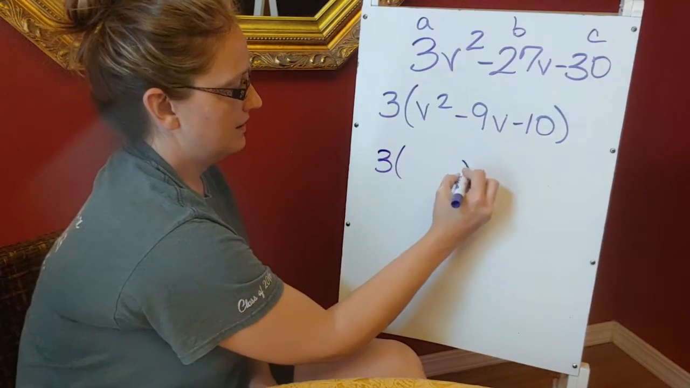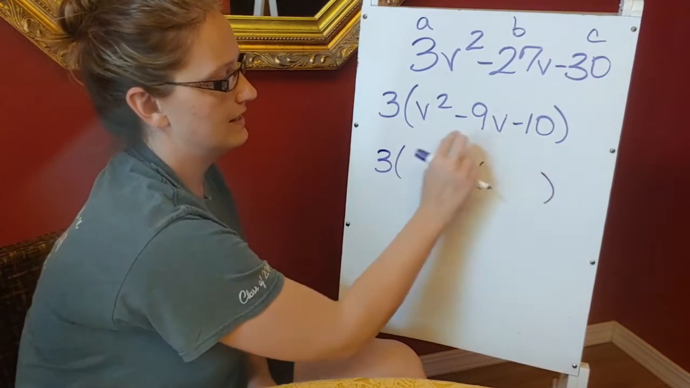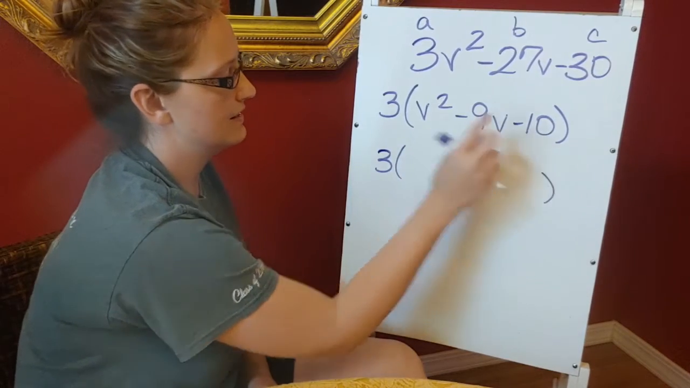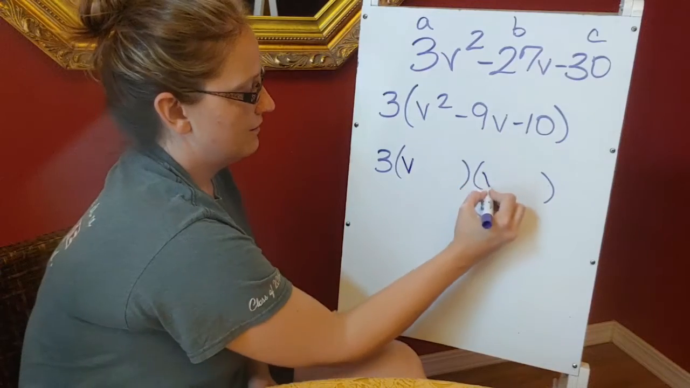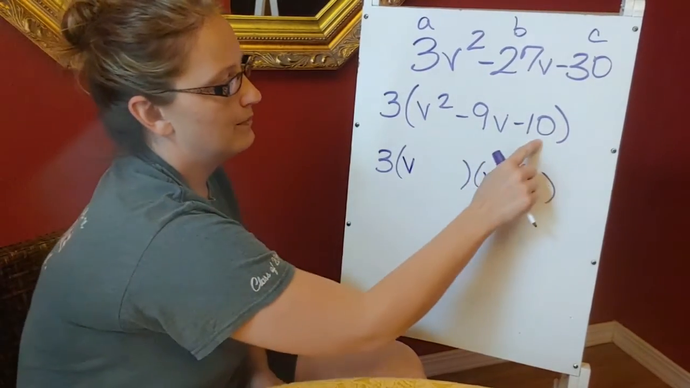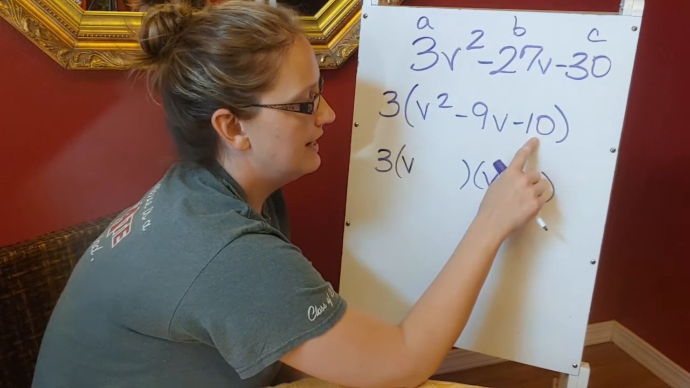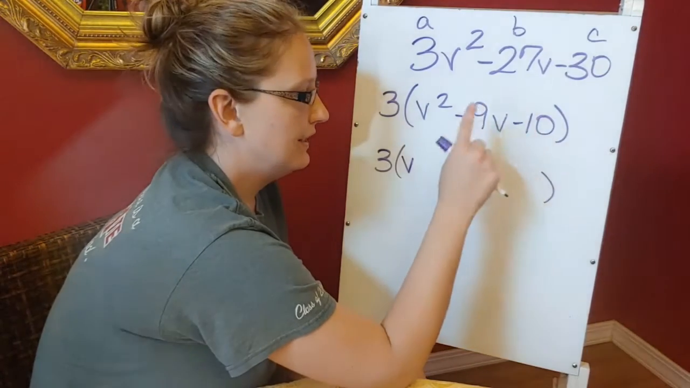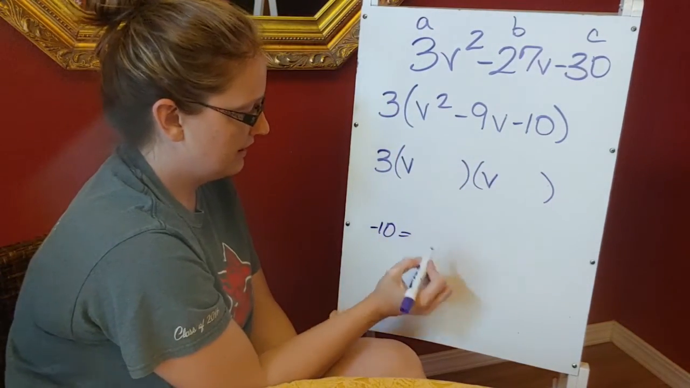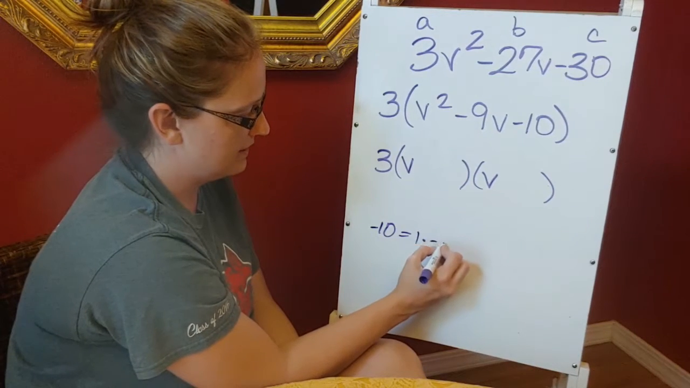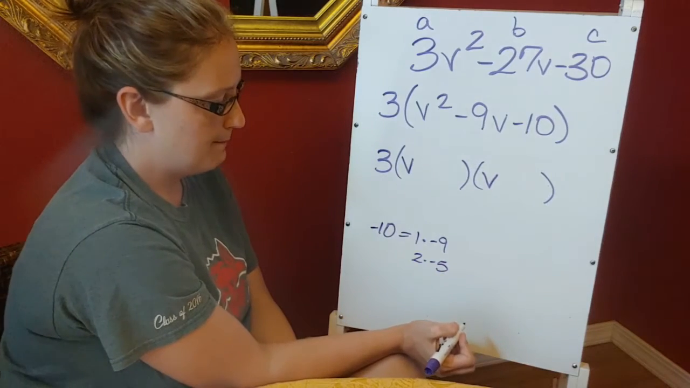So I'm going to bust out those good old double parentheses right here, and I'm going to factor what's inside this set of parentheses. I'm going to leave my 3 out here. V squared factors to v on both sides, and then I'm going to look at my C term, and I'm going to think of what factors of negative 10, when I add them together, give me negative 9. So negative 10, well, I could do 1 times a negative 9, or 2 times a negative 5, right?